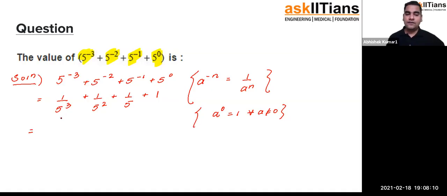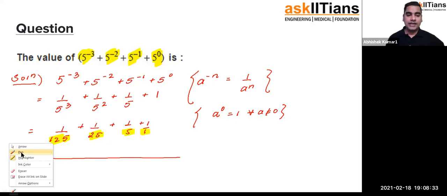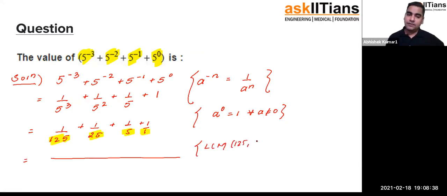1 upon 5 cube is going to become 1 upon 125. 1 upon 5 square is going to become 1 upon 25. This is 1 upon 5 and that is 1. So we can write it as 1 by 1. What is going to be the LCM of the four terms which we have in the denominator? LCM of 125, 25, 5 and 1, that is equal to 125, correct?